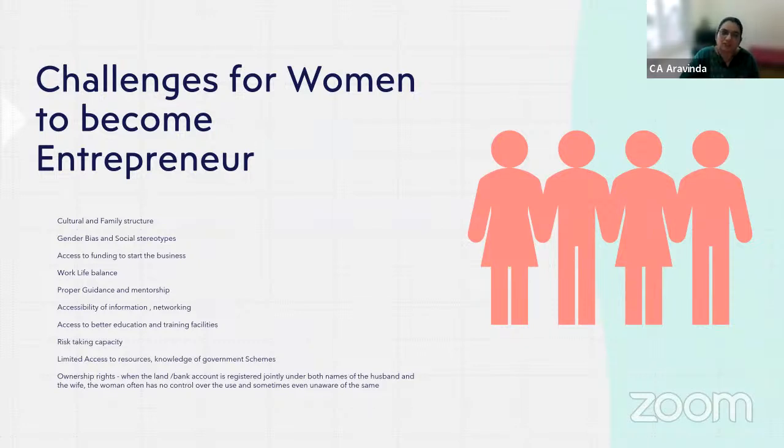So generally, what are the challenges women face to become entrepreneurs? The first is regarding the family structure and the cultural differences. Even today, many families are not interested in or not encouraging women to start a new venture. They generally say, why do you need it? The man is already working, you take care of the family and the kids. But that is not the case.